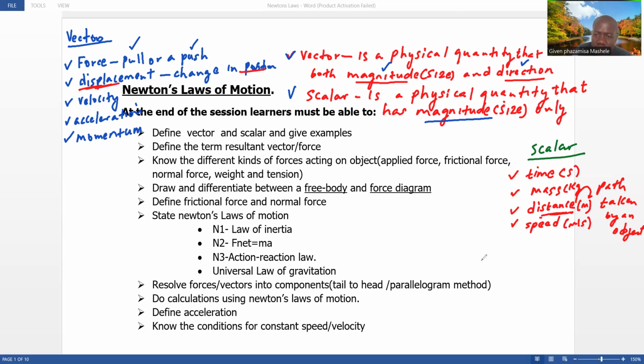Why? Because when we are calculating speed, it is calculated by using distance over time. So speed is distance over time. But look at this. We're taking distance, which is a scalar. It has no direction. We divide by time, which is also a scalar. It has no direction. You see that we're taking something without direction and dividing by something without direction. It means this will now become a scalar.